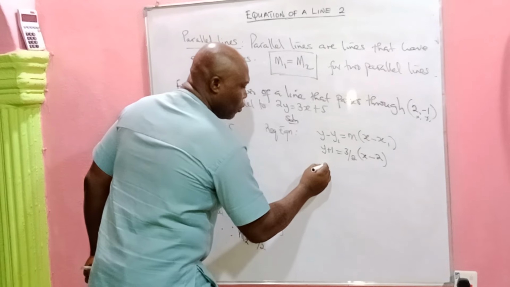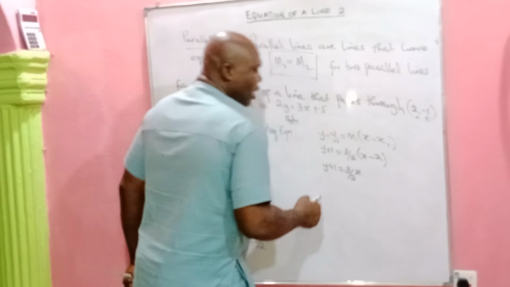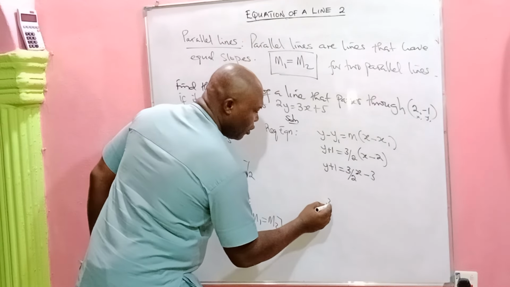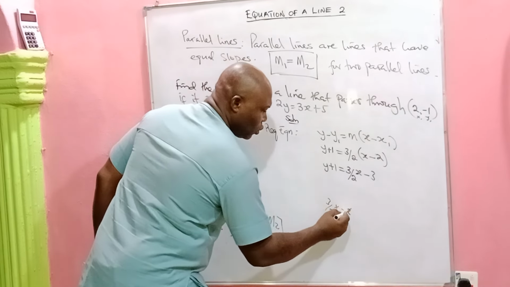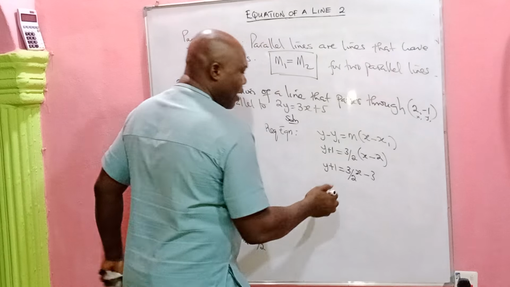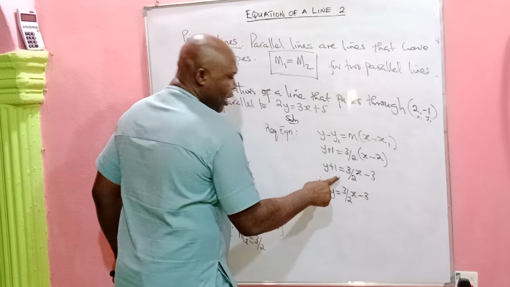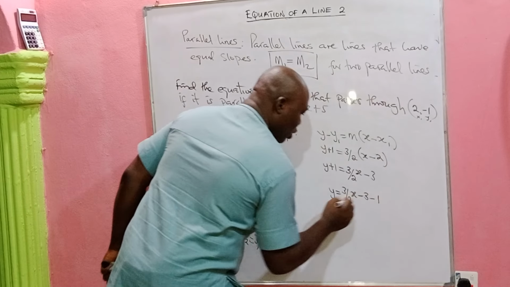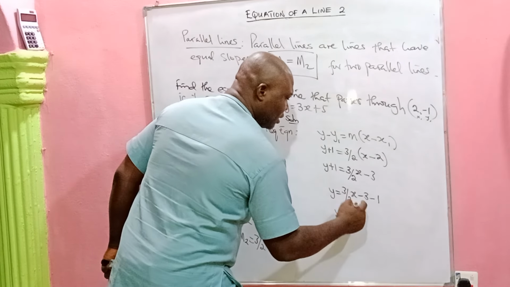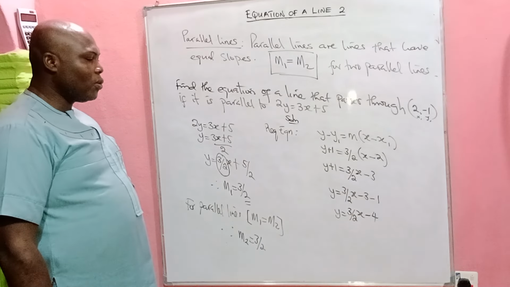So we are going to have y plus 1 is equal to 3 over 2 times x, which is 3 over 2 x. Then 3 over 2 times minus 2. This 2 cancels this 2, minus and 3. That's what you have there. Please don't forget. Alright, so y now will be equal to 3 over 2 x minus 3. This plus 1 will cross to be a minus 1. So we are going to have y is equal to 3 over 2 x minus 3 minus 1, which is minus 4. Alright, so the required equation will be this.